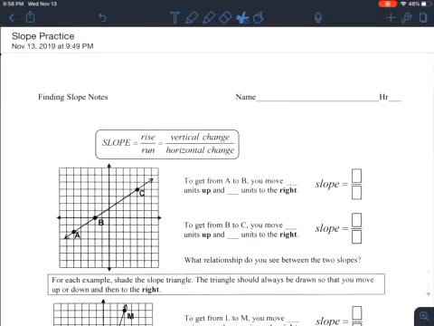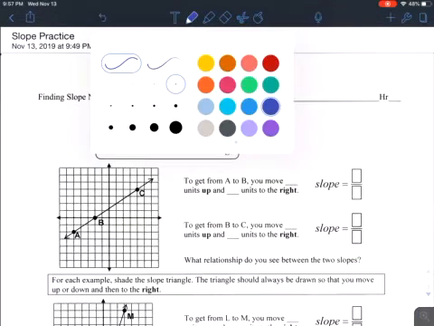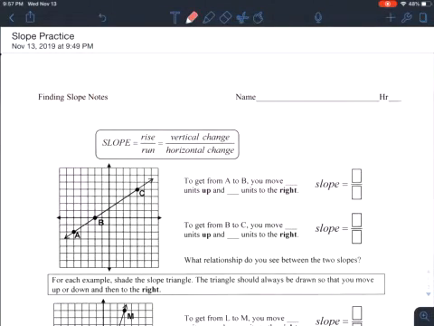All right, guys, so these are the finding slope notes, and we're just going to do a little introduction to finding slope off of a graph. So each of these coordinates has a line. We know it's a line because it has arrows on the end, so it goes on and on forever and ever. And we are going to talk about finding the slope.